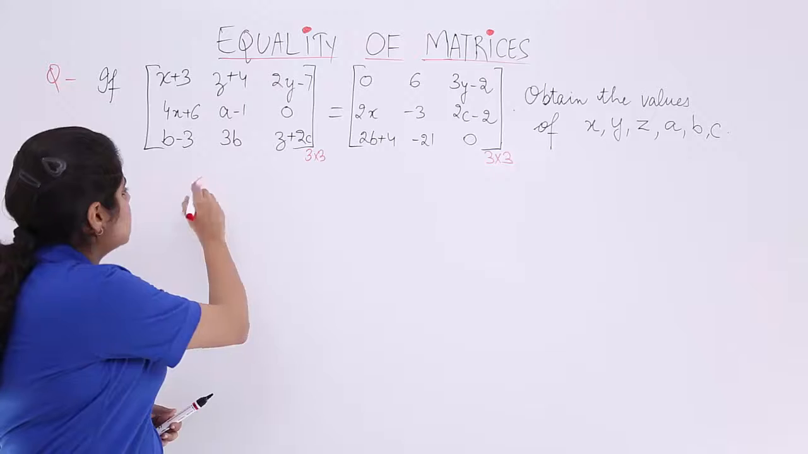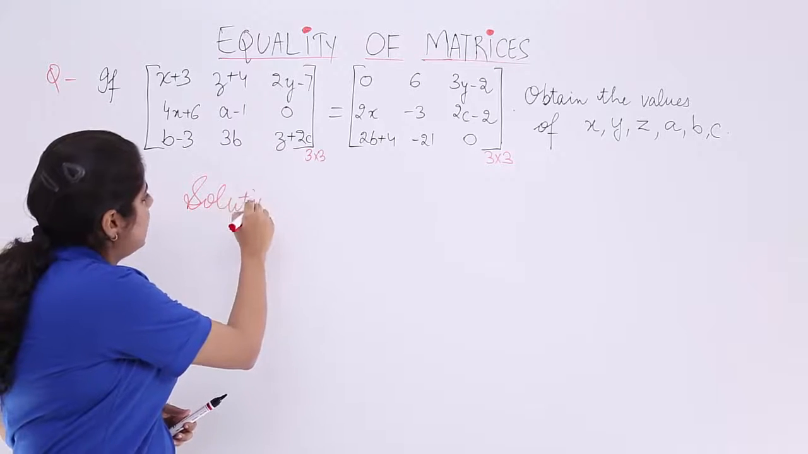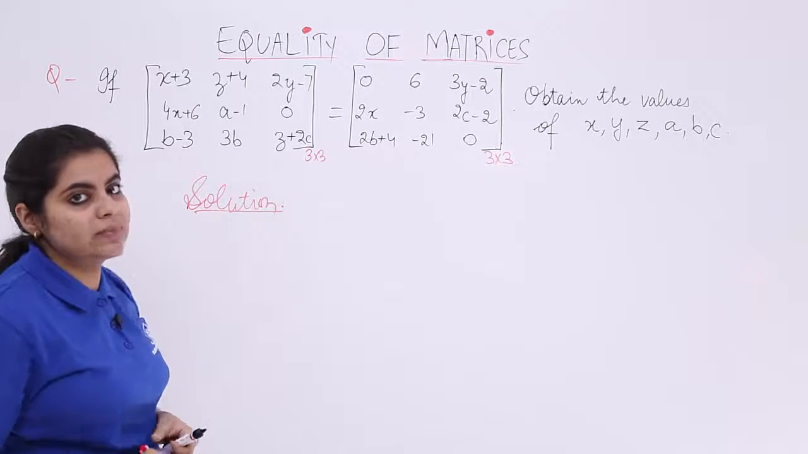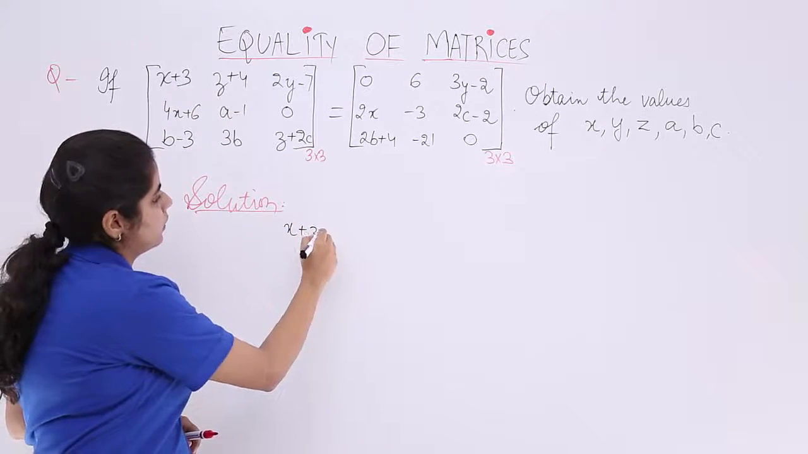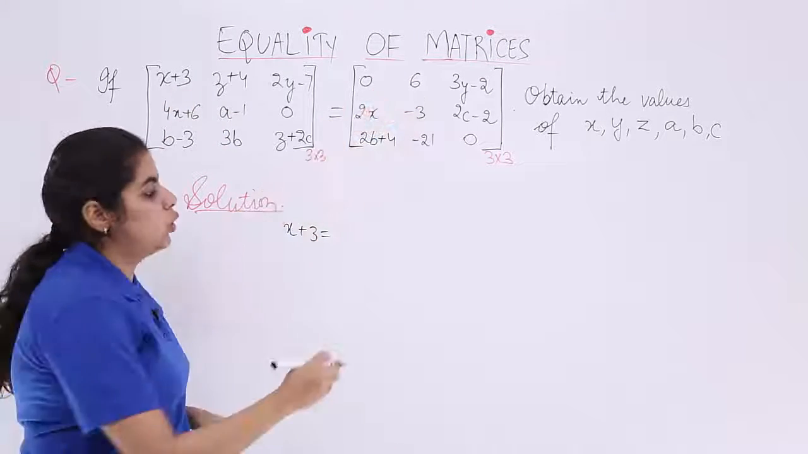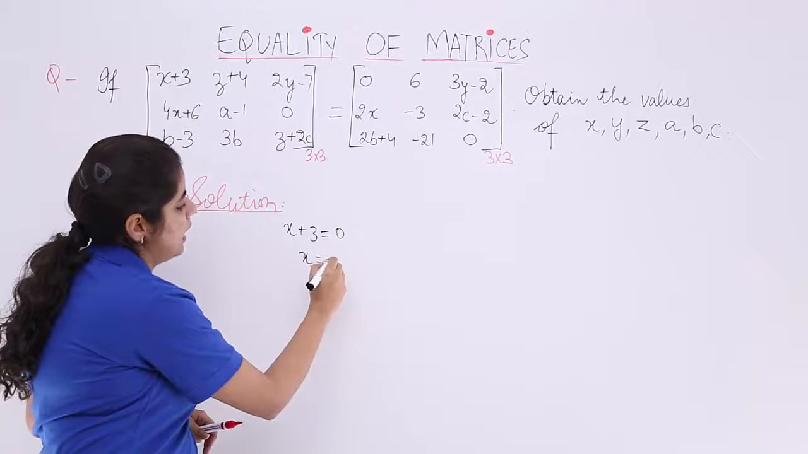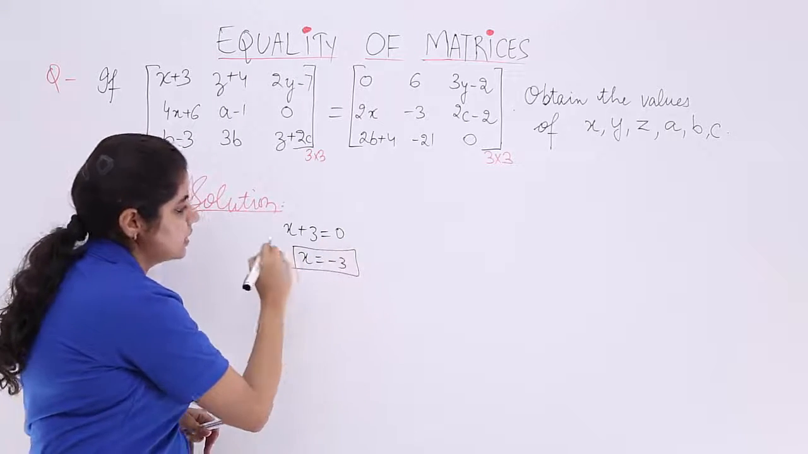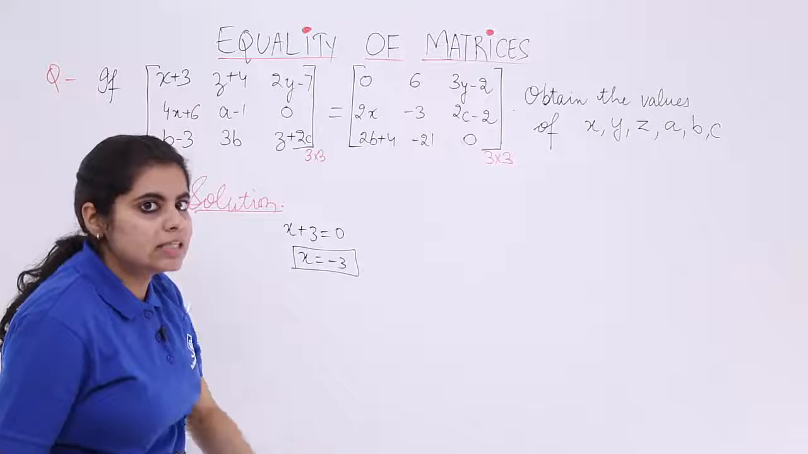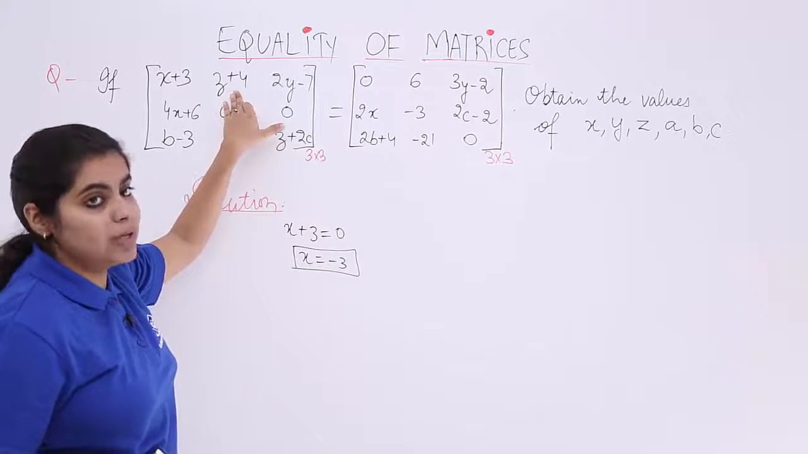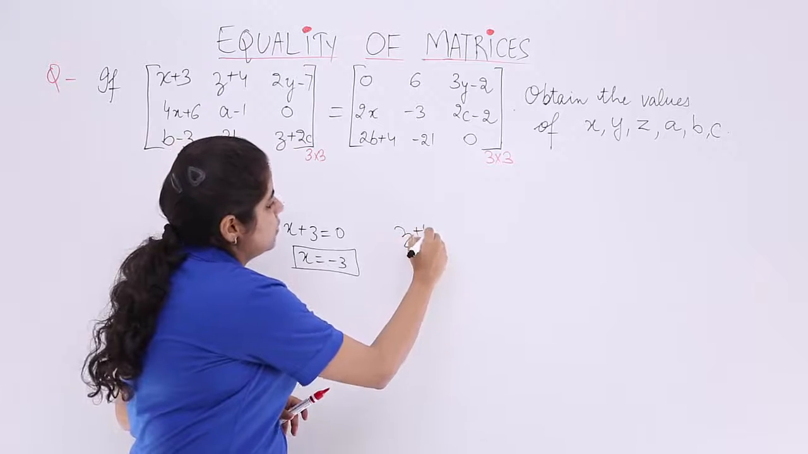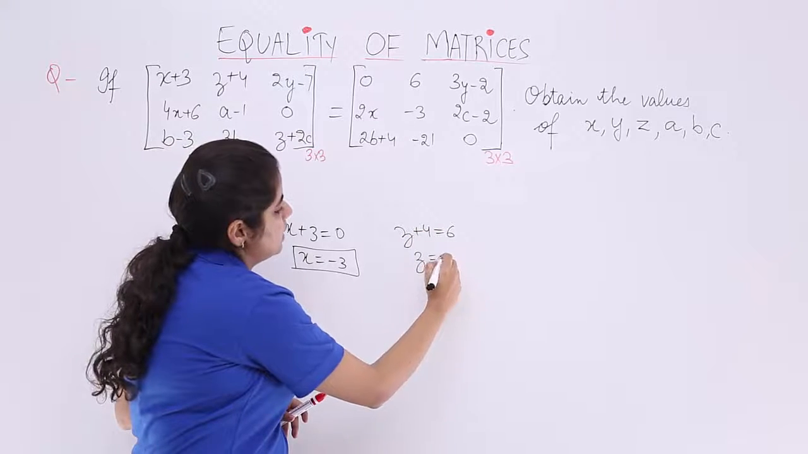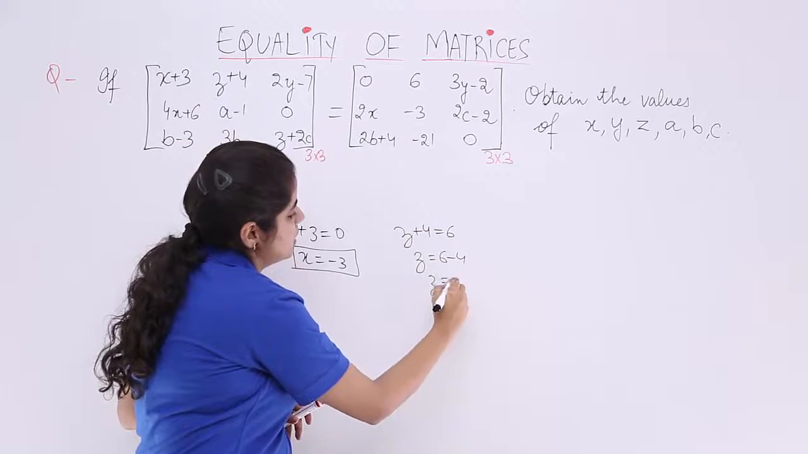So now let's write the heading solution and get started. x plus 3 is equal to 0, so comparing, my x is equal to minus 3. This is the first answer that we have obtained. The second step is z plus 4 is equal to 6, that means z is equal to 6 minus 4, that means z is equal to 2.